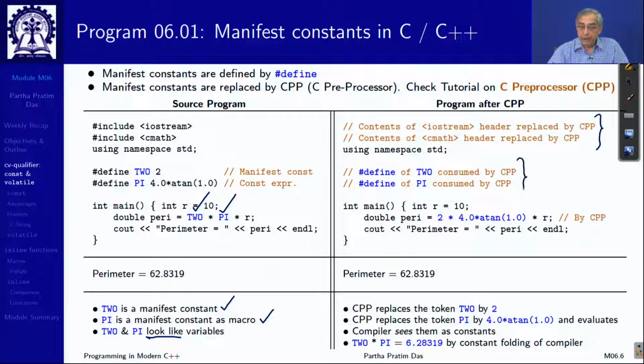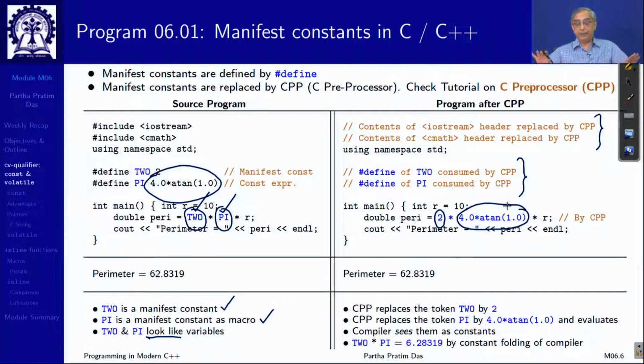Similarly, what it does for hash defines is it takes the definition of the symbol, the constant definition of the symbol, and replaces it wherever the symbol has occurred. So, TWO was occurring here. So, the C preprocessor, CPP, will replace TWO here. PI is occurring here. So, it will take this text string of PI and put it here textually, right. And after it has done this, then it goes on to the compilation, right. So, compilation starts after the C preprocessor has worked.